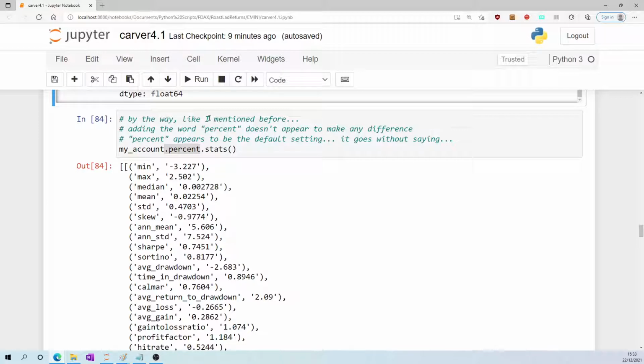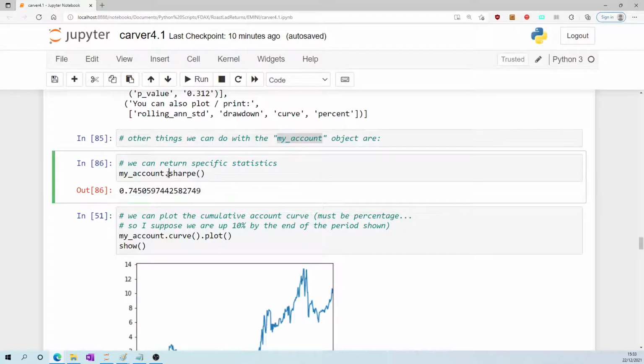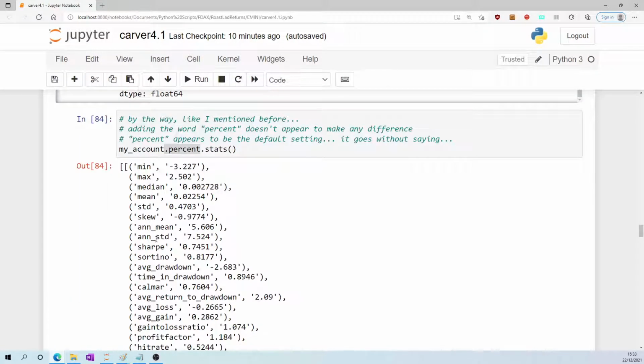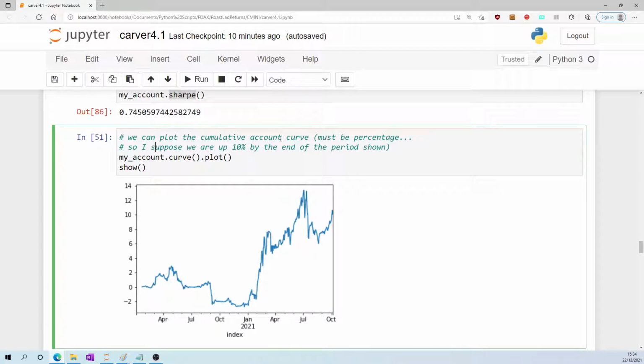And by the way, like I mentioned before, adding the word percent doesn't appear to make any difference. Percent appears to be the default setting. The figures here, percent.stats, are the same as if I just deleted percent. Other things you can do with myaccount are myaccount.sharpe, which is just extracting that statistic from this set of statistics, 0.745, 0.745.